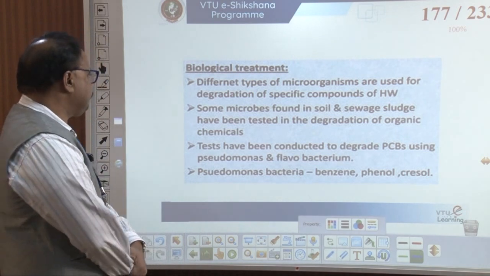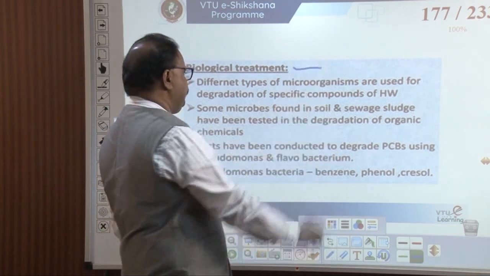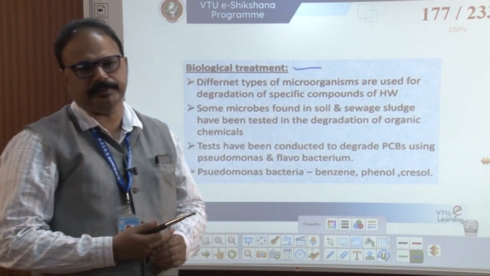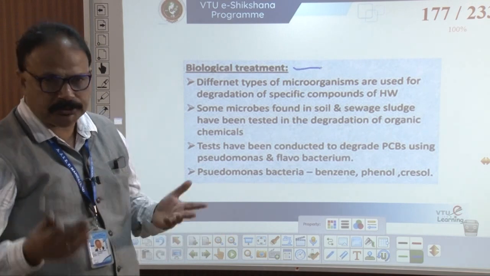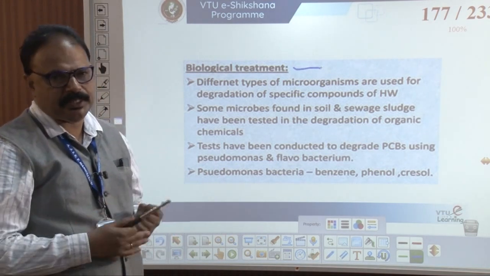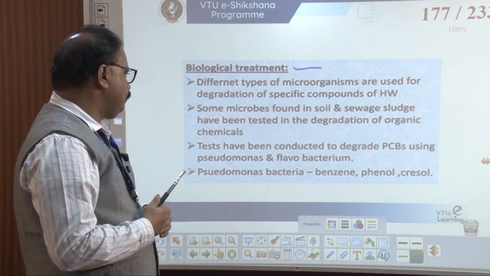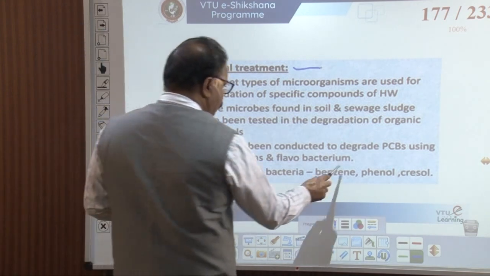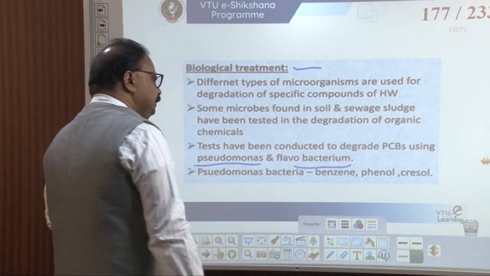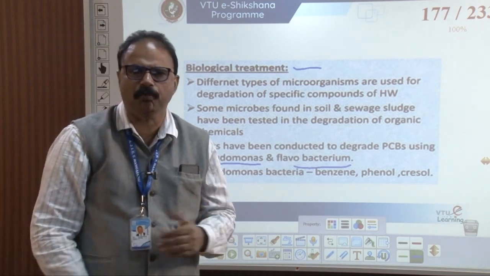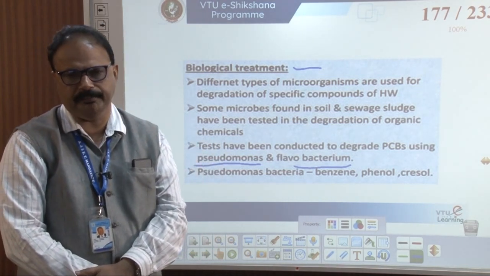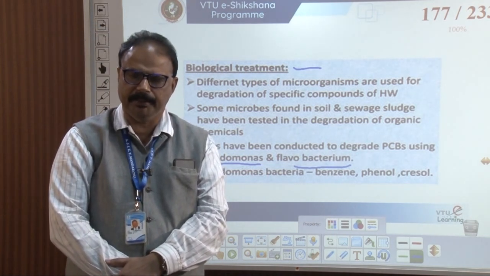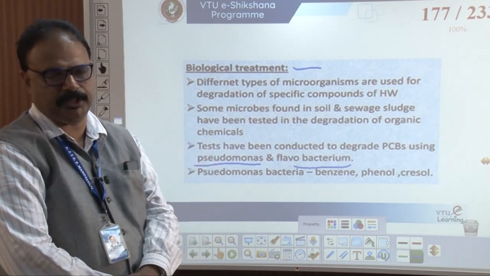these are the types of biological treatment. We are using different types of microorganisms for degradation of specific compounds. Some microorganisms found in soil and sewage sludges have been tested for the degradation of organic chemicals. These are the bacteria we are using for degradation. This is the process, these are the biological treatments of the hazardous waste.